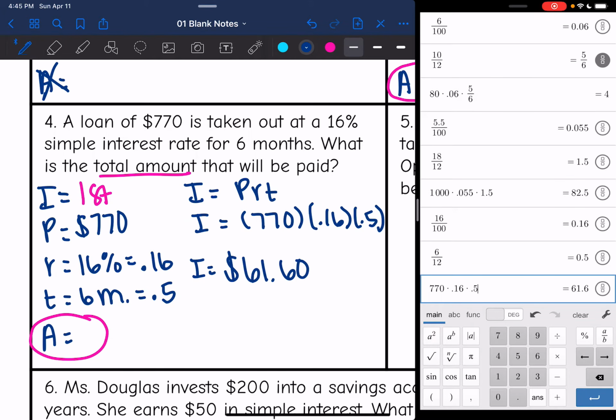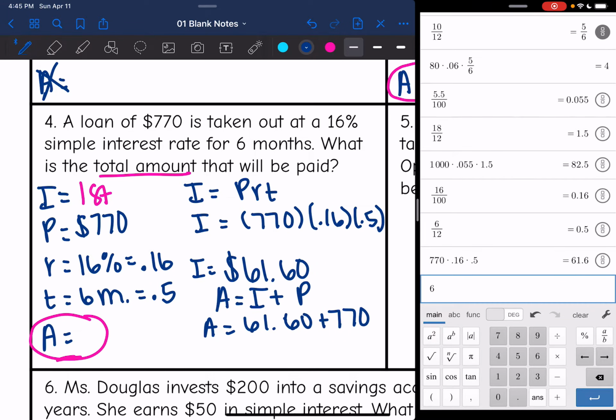Remember, this one was asking for total amount, so we are not done yet. To find the total amount, remember, I do the interest plus the principal. So I have the interest now. It was $61.60, and now I have to add the principal of $770 back to it. So 61.60 plus 770 is $831.60. That's the total amount they would pay.